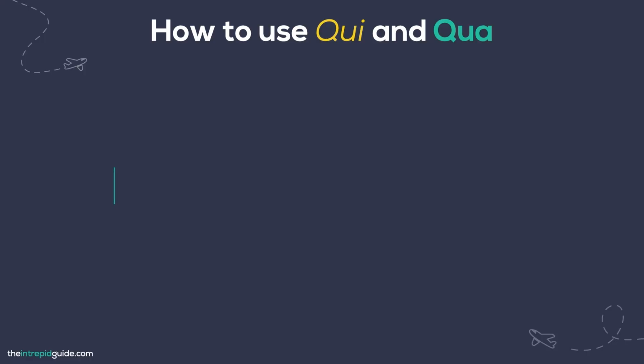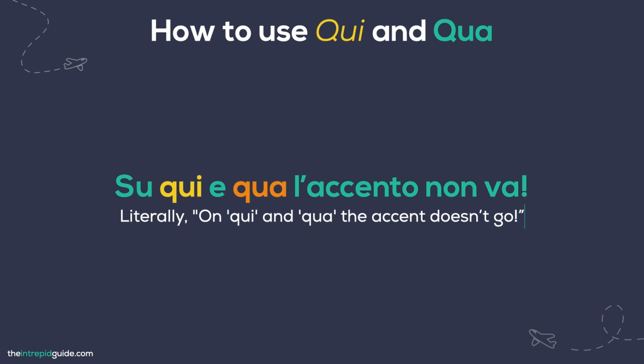The good news is that Italians often use qui and qua almost interchangeably, relying more on intuition and common usage than strict rules. So while it's helpful to understand the subtle difference, you won't go wrong if you follow your ear and intuition. Now, even though they are pronounced with a stressed vowel at the end, qui and qua do not require an accent mark. Students of Italian often learn this with a little rhyme, which goes: Su qui e qua l'accento non va. Literally, on qui and qua, the accent doesn't go.